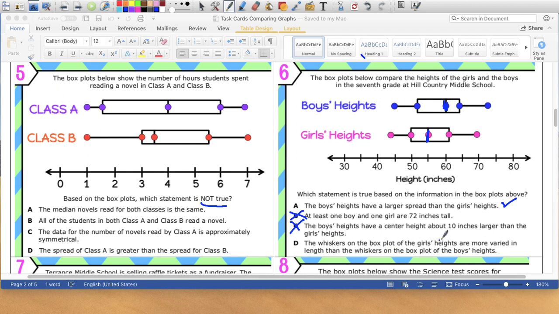The whiskers on the box plot of the girls' height are more varied in length than the whiskers on the box plot of the boys. No, that's not true either. So this one is true, right? So if you look at this one, which one is longer? The boys are longer, right? So the boys have a larger spread than the girls.